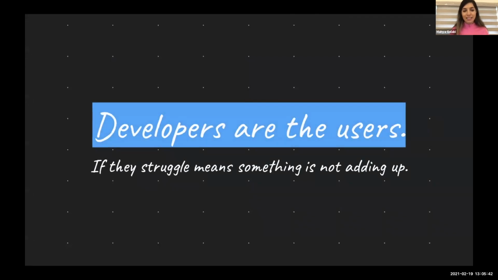I came to this, and it's very simple, but it took me a long time to understand that developers are the users. As designers, we always talk about users being very important, and we need to make sure we understand the users, but we really forget that our developers need to understand it exactly the same way. So if something's not working, it means that something's not adding up.